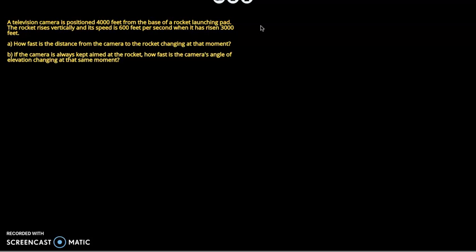We have two parts to this problem. Part A is how fast is the distance from the camera to the rocket changing at that moment when the rocket has risen 3,000 feet. And part B, if the camera is always kept aimed at the rocket, how fast is the camera's angle of elevation changing at that same moment?